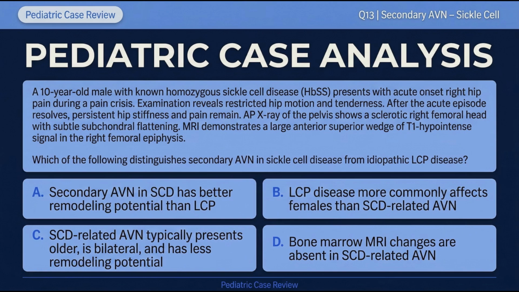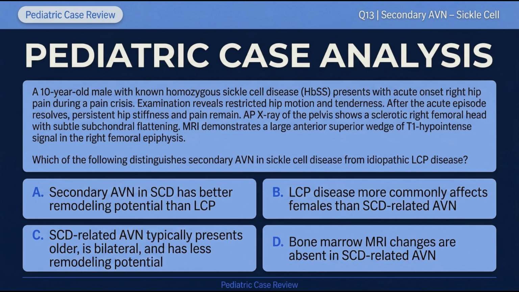Case 13. A 10-year-old male with known homozygous sickle cell disease presents with acute onset right hip pain during a pain crisis. Examination reveals restricted hip motion and tenderness. After the acute episode resolves, persistent hip stiffness and pain remain. Anteroposterior X-ray of the pelvis shows a sclerotic right femoral head with subtle subchondral flattening. Magnetic resonance imaging demonstrates a large anterior superior wedge of T1 hypointense signal in the right femoral epiphysis.